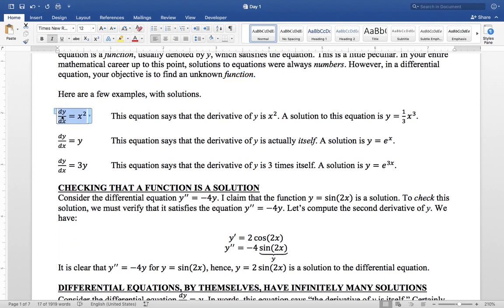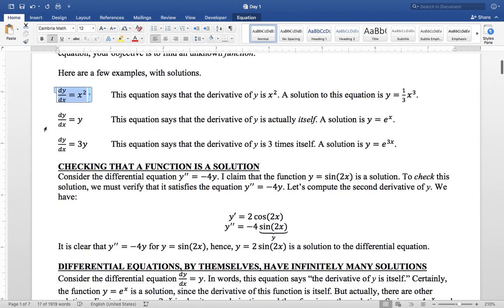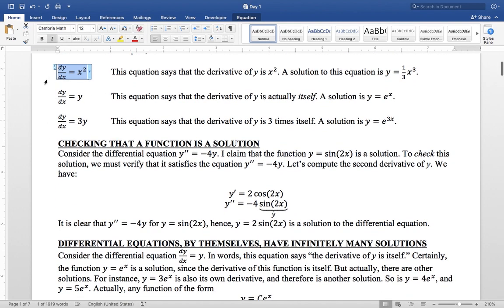Let's consider this first differential equation here. Now, first of all, why is it a differential equation? Obviously, it's an equation because it has an equal sign. And it's a differential equation because it has a derivative, right? dy/dx means the derivative of y with respect to x, so that makes it a differential equation. Now, verbally, what this equation says is that the derivative of y is x squared. The derivative of y with respect to x is x squared.